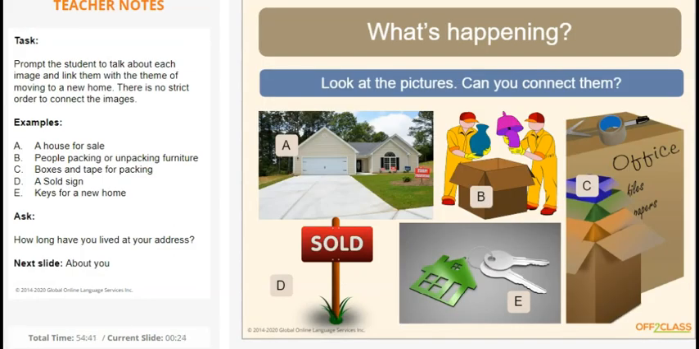Okay, now let's talk about what's happening in these pictures. Look at the pictures. Can you connect them? Look at A. A is a house for sale. B is people packing or unpacking furniture. C is boxes and tape for packing. D is a sold sign, and E is keys for a new home.